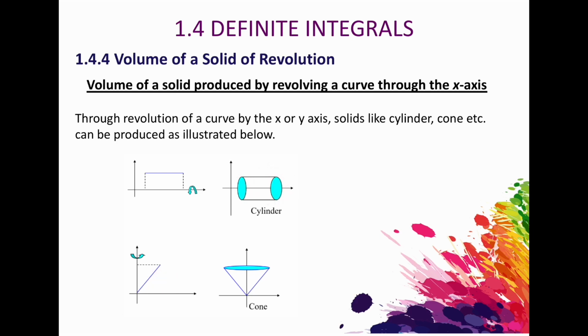In the second diagram, we have a straight line here, and as we revolve the straight line about the y-axis, we will get a cone. The same goes if it's revolved about the x-axis. We will still get a solid with the shape of a cone. So that's how a solid is produced by revolving a line or a curve about the x or the y-axis.